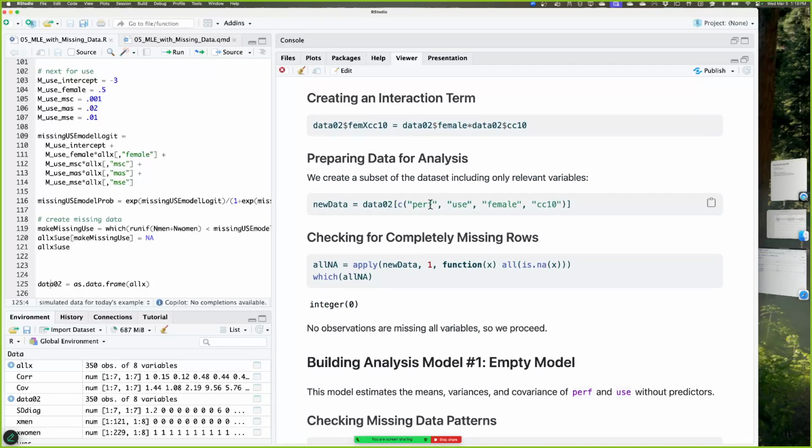I then stick all of these variables into a new data file just for this analysis itself. We'll come back to the full data analysis later on, but most of this lecture will be based on just these four variables: performance, perceived usefulness, biological sex, and CC10.